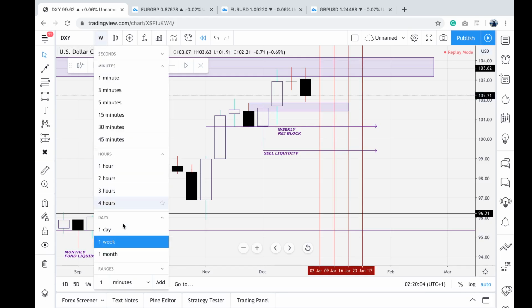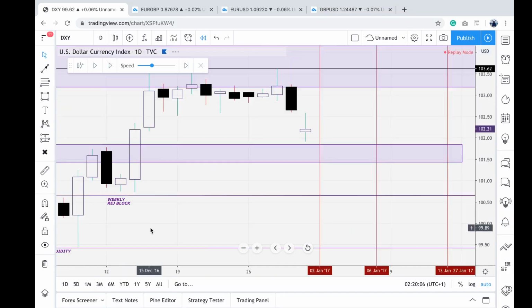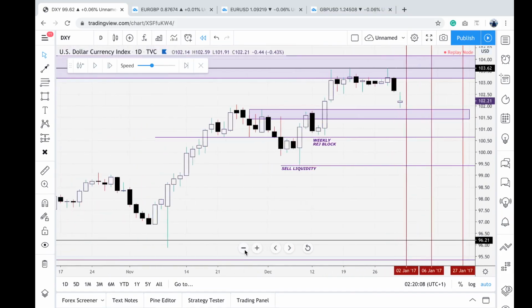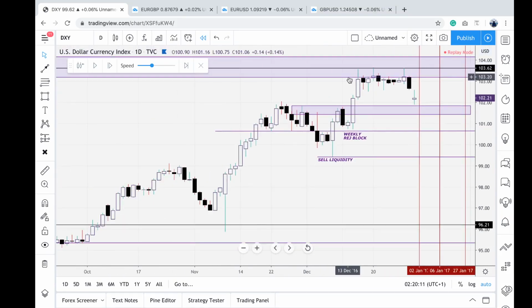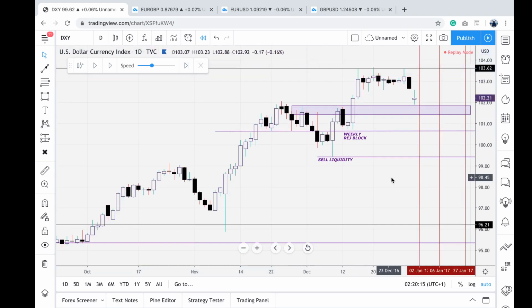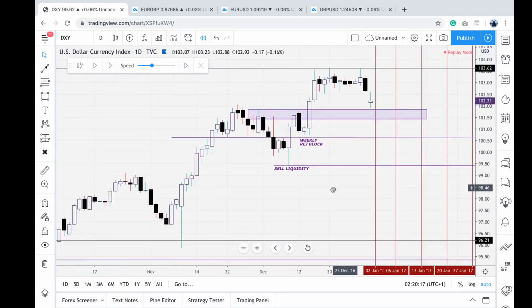Now we switch to our daily time frame. Then we begin to modify. Now we know price is reacting off this fair value gap, so we don't necessarily need this. Anyways, what else?